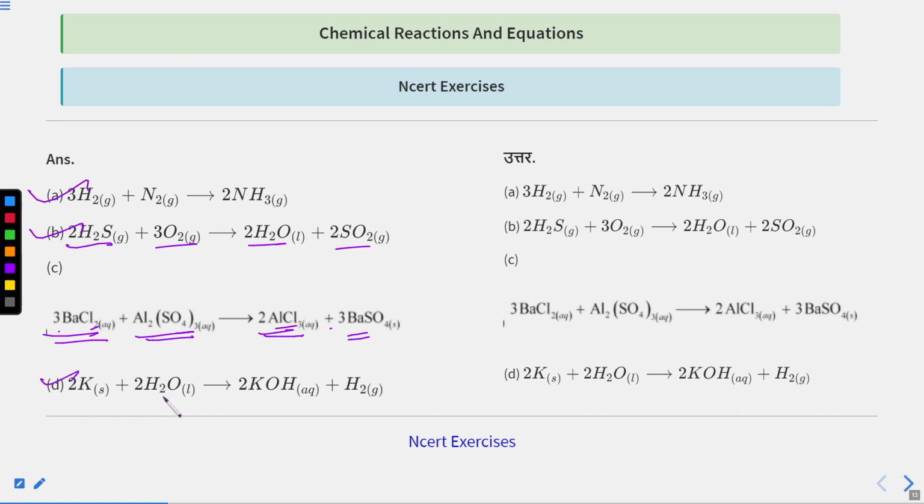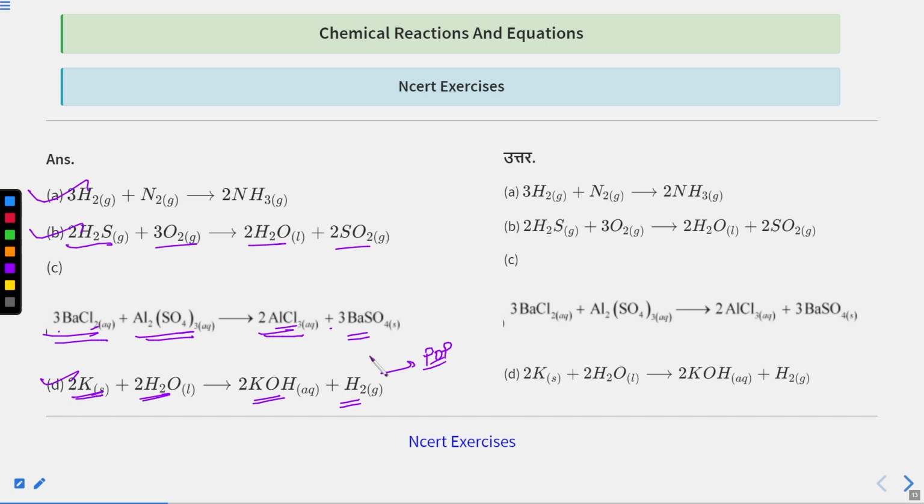Next is 2K plus 2H2O gives 2KOH plus H2. So potassium plus water gives potassium hydroxide plus hydrogen gas, and this hydrogen gas can be tested by a pop sound. How can we detect this? By pop sound. Just by bringing a burning matchstick, or a burning candle, near this hydrogen gas.